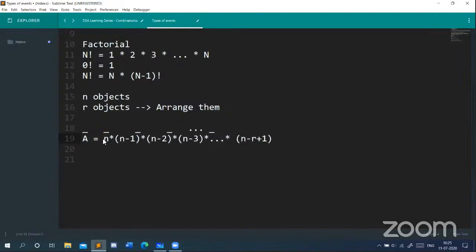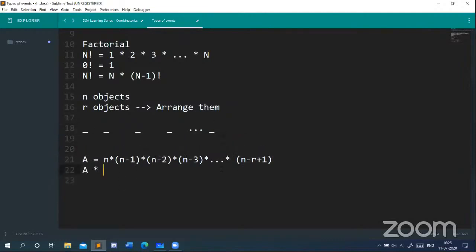And what I see here is that it's n times n minus 1 times n minus 2. I'm multiplying consecutive positive integers, just like factorial. But I'm stopping here at this point, n minus r plus 1. So what if I do this, right? I take this A, and I'll multiply and I'll try to complete the series, right? So after n minus r plus 1, my next term will be n minus r, and then there will be n minus r minus 1, and then n minus r minus 2, right? And it will go on till 3, then 2, then 1.